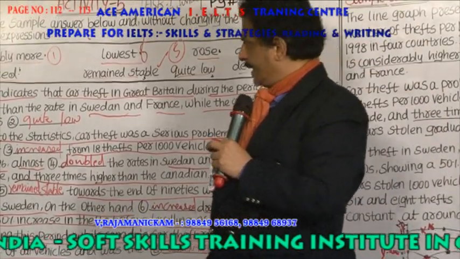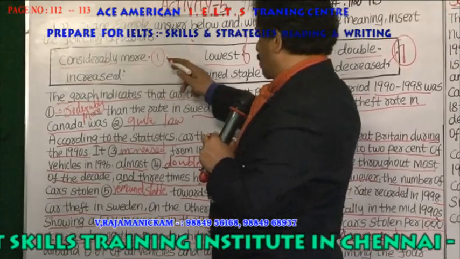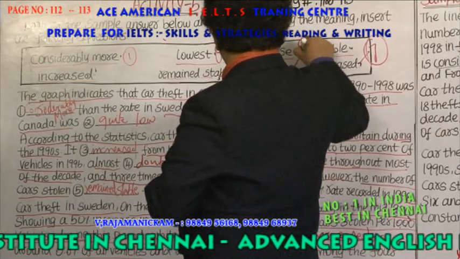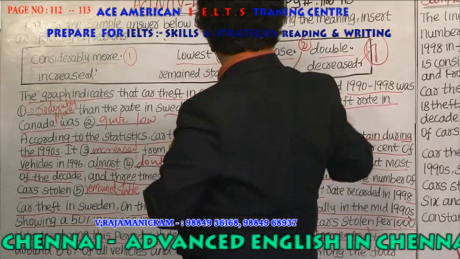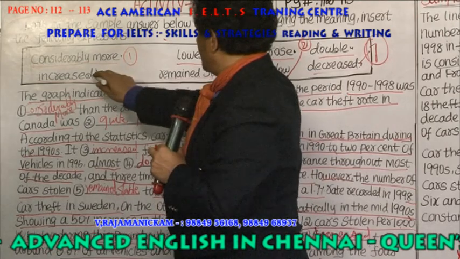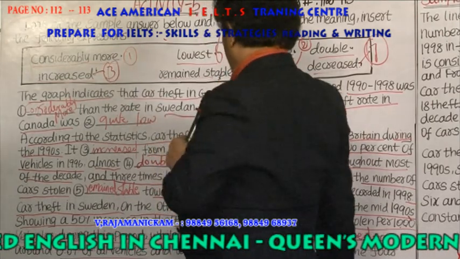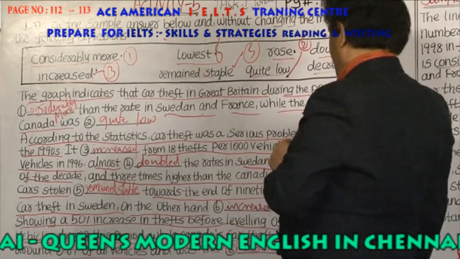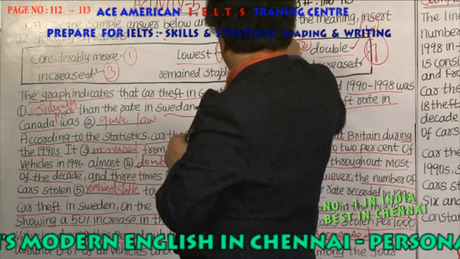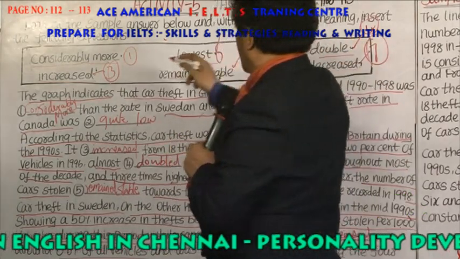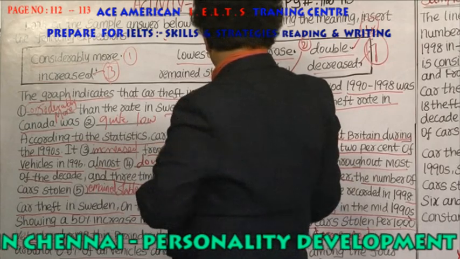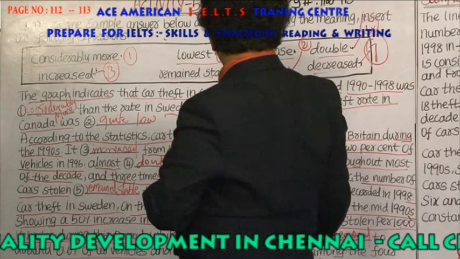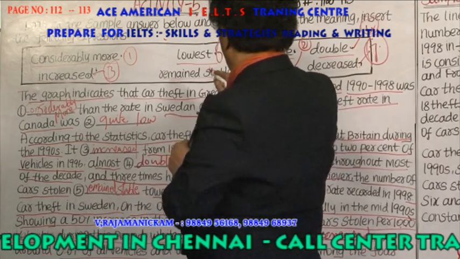So hope you are able to get it. So the first is considerably more, second is quite low, and the third is what is the third? Increased. Third, and the fourth is doubled, and fifth is remain stable, and the sixth is what is the sixth? Increased dramatically. Seventh is decreased. Eighth is the lowest. Hope you are able to get it.